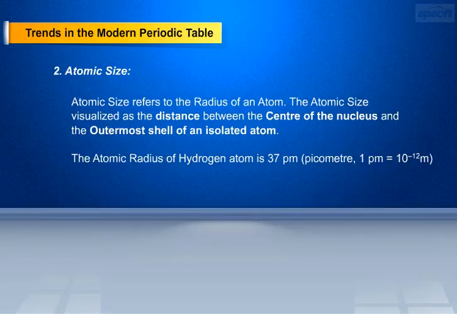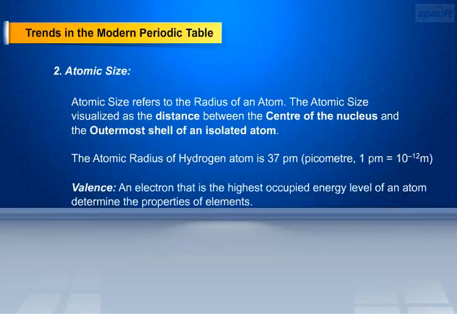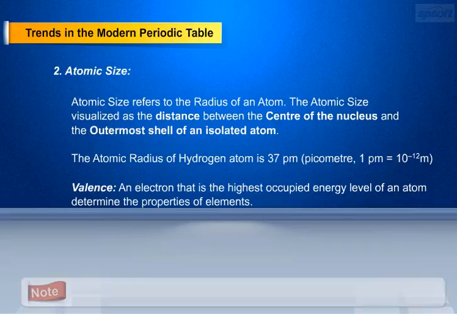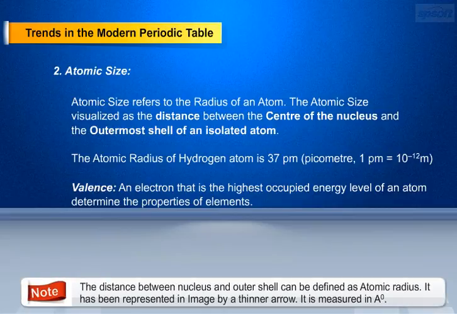Here note that valence electrons, that is, the electrons in the highest occupied energy level of an atom, determine the properties of elements. And let us note that the distance between the nucleus and the outer shell can be defined as the atomic radius. It has been represented in the image by a thin arrow. It is measured in angstroms.